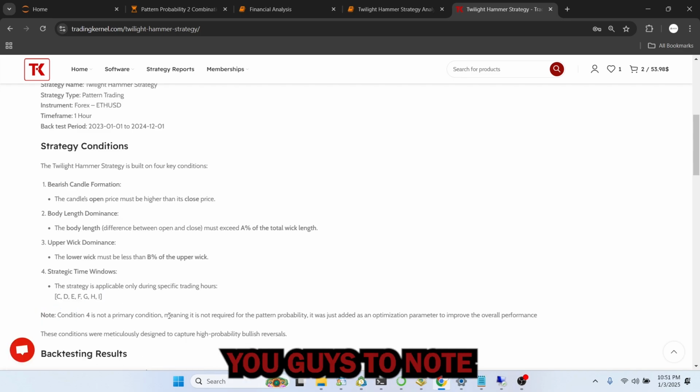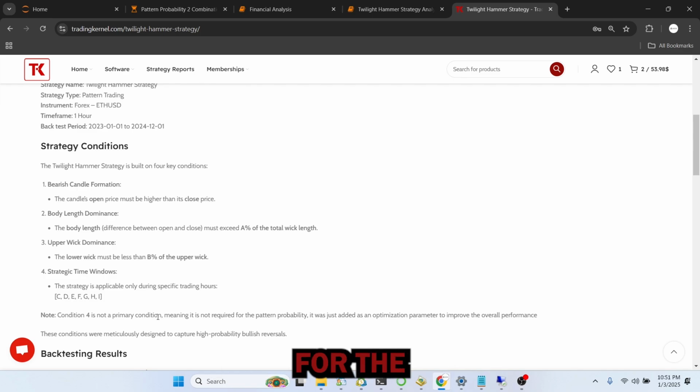Now I also want you guys to note something here. Condition 4 is not a primary condition, meaning it is not required for the pattern probability. It was just added as an optimization parameter to improve the overall performance.